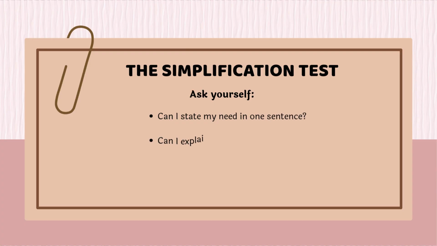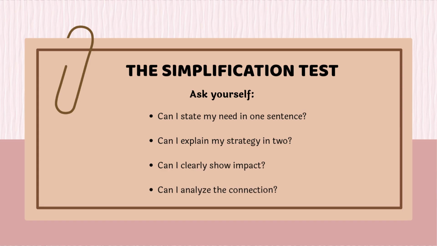If you can't explain your component 4 clearly in under a minute, it's probably too complicated. Try this test. 1 sentence for the need, 2 for your strategy, clear impact, clear analysis. If that structure works, you're on the right track.